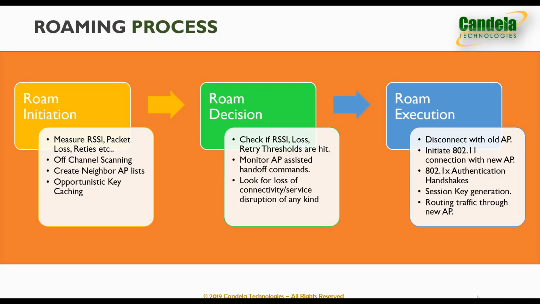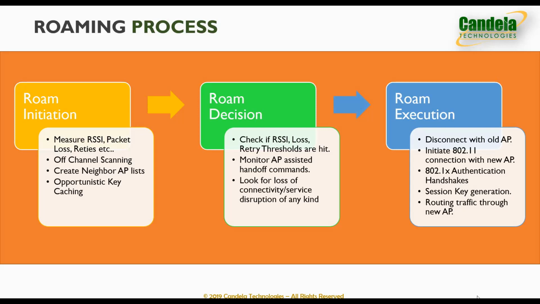Wi-Fi roaming has predominantly been a station function, although in modern implementations and with protocol extensions like 802.11k, v, and r, the access point is starting to play a bigger role in the roaming process. The roaming process comprises three main steps: roam initiation, roam decision, and roam execution.